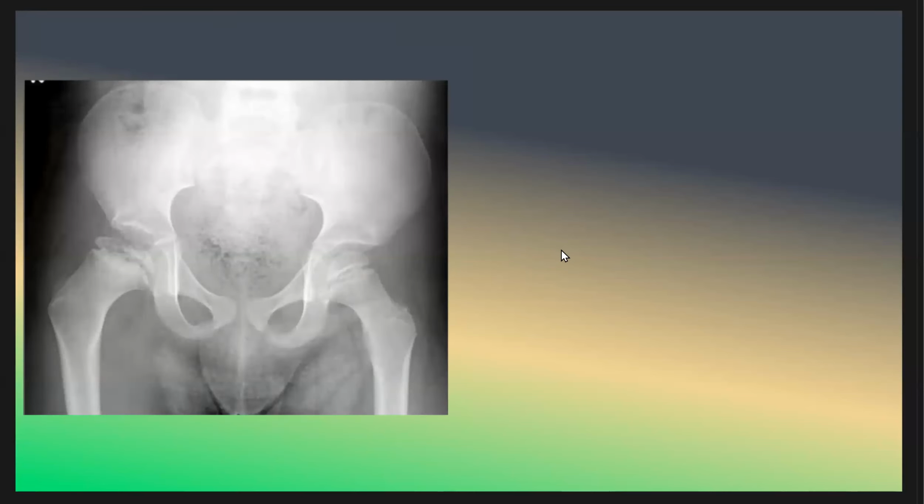Okay, this patient, you should know this patient, and you should not mistake it for other diseases. This patient has Perthes disease. This is Perthes disease involving the right hip, with fragmentation, sclerosis, and widening of the neck.